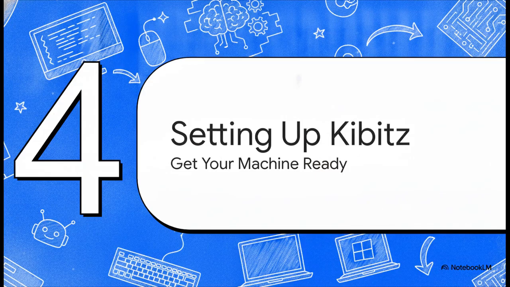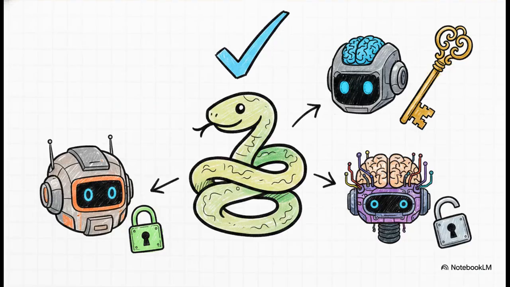Next up, Section 4, setting up Kibitz locally, getting your machine ready. If you're excited to try this out, the good news is the setup is incredibly straightforward, especially if you're on Windows, which is where it's primarily tested. First, you absolutely must have Python 3.9 or higher installed, because Kibitz relies heavily on Python's built-in tools.